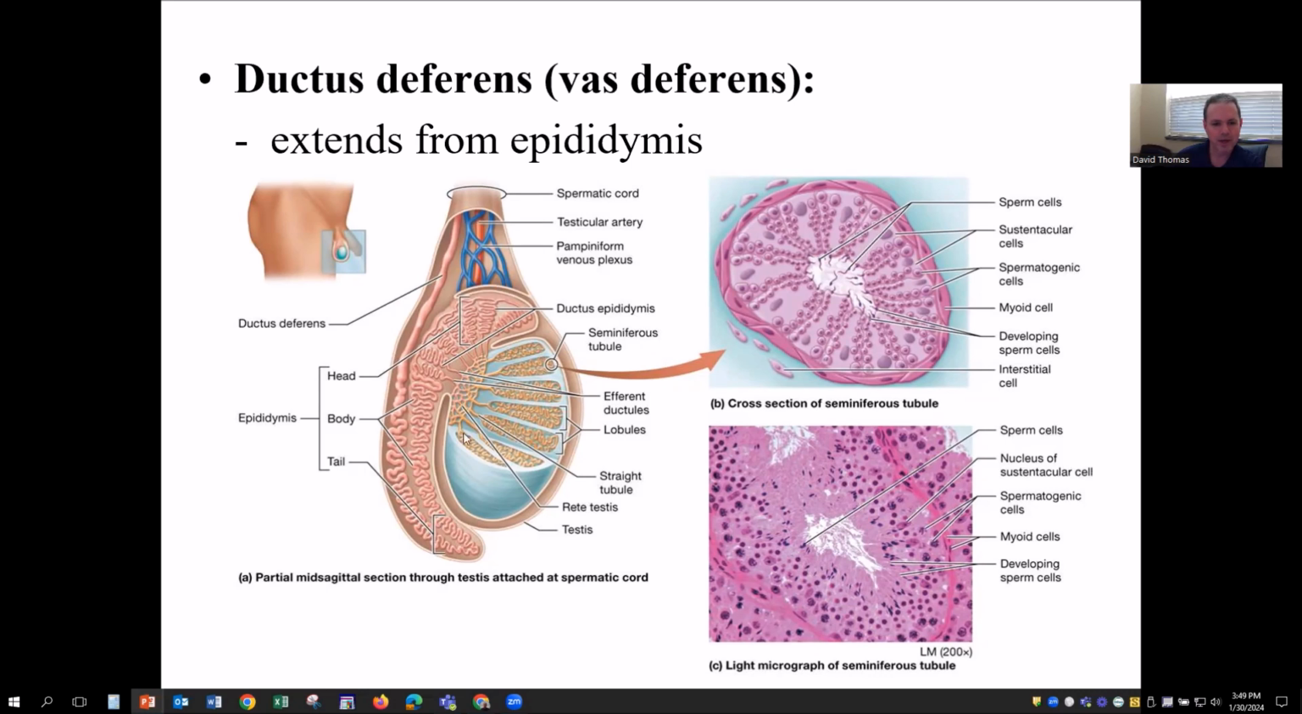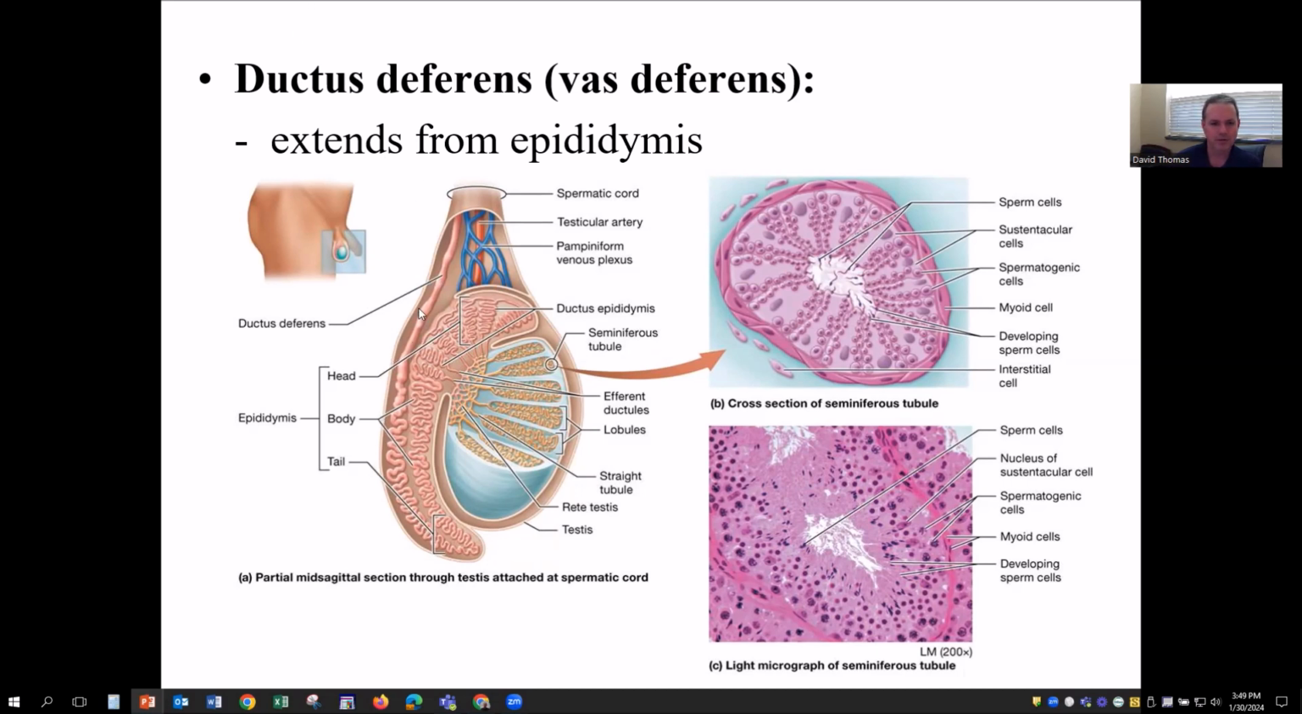Then if you follow those tubules on around, you come to a tubule known as the ductus deferens. Sometimes you'll see this referred to as the vas deferens. This is where we get the term vasectomy, where this ductus deferens, this tube, is actually cut. And that's for male birth control. That should prevent sperm cells from leaving the testicular area.